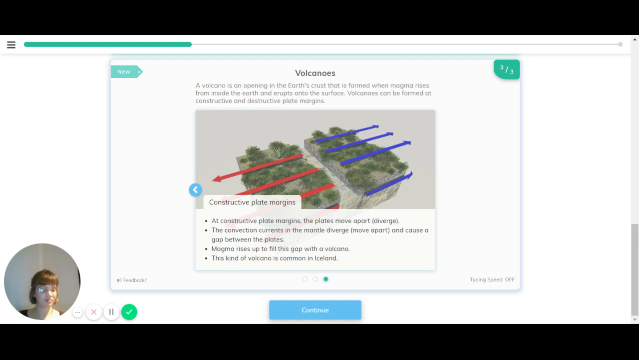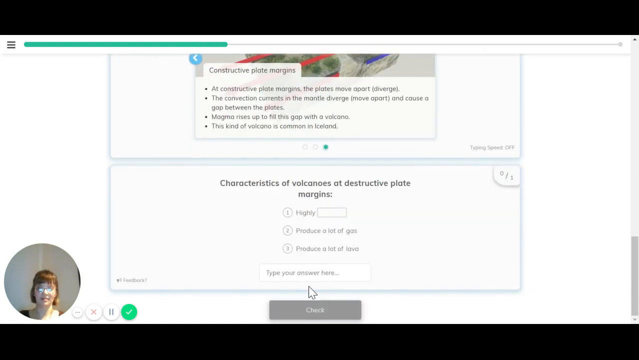So you've got destructive ones, where one's subducting and that's causing the volcano, and constructive ones where they are diverging and magma's rising up and that's causing the volcano, as well as hotspots, obviously. So let's think about what are the characteristics of volcanoes at destructive plate margins. Well, they produce a lot of gas, they produce a lot of lava, and they're highly explosive.